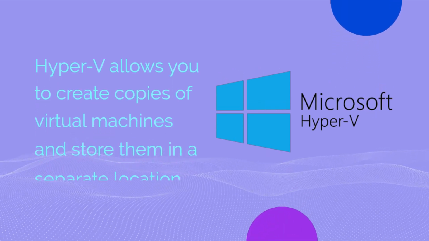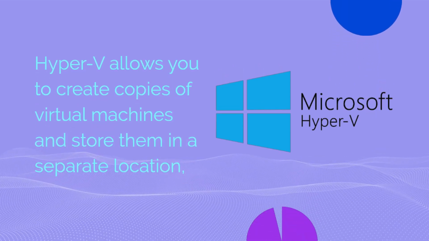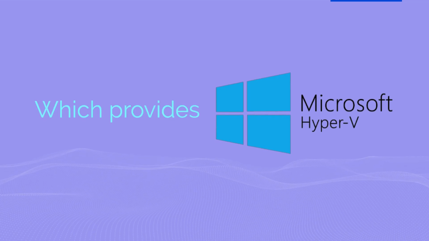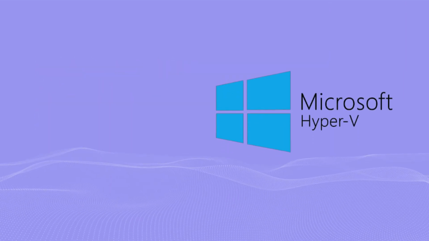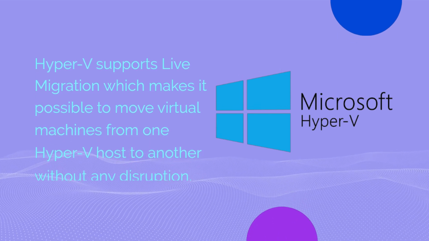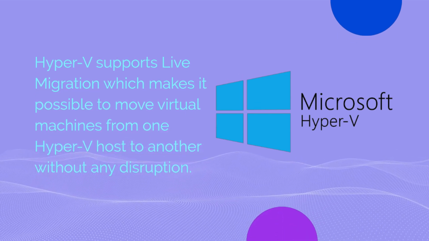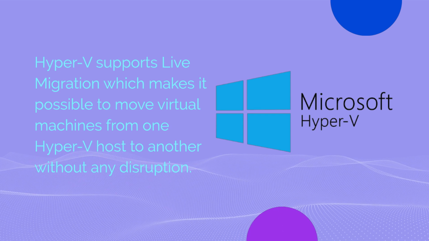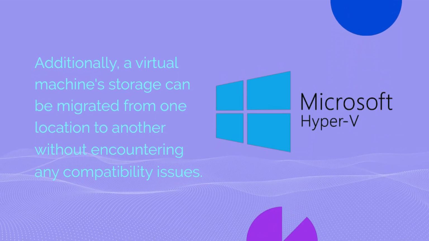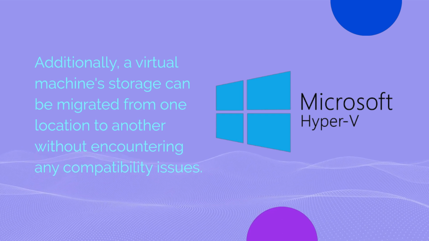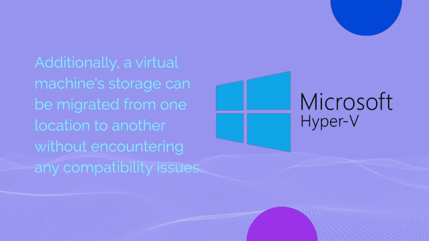Hyper-V allows you to create copies of virtual machines and store them in a separate location, which provides an additional backup in case of corruption. Hyper-V supports live migration, which makes it possible to move virtual machines from one Hyper-V host to another without any disruption. Additionally, a virtual machine's storage can be migrated from one location to another without encountering any compatibility issues.